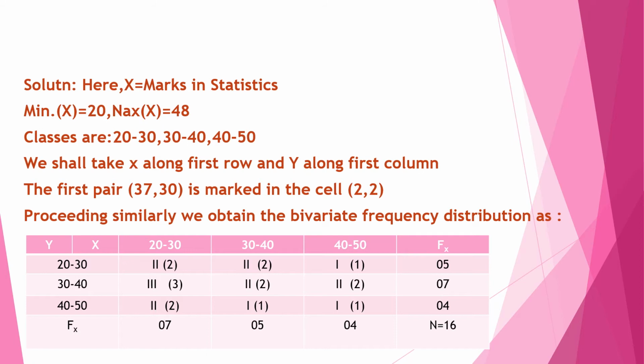So here I have x marks in statistics. Minimum x is 20, maximum we have 48. Classes we need to take are 20 to 30, 30 to 40 and 40 to 50. So we shall take x after the first row, y along with the first code. So I am taking x and y over here. The pair which we get over here is 37 and 30, and the marked cell here we have 2. Proceeding similarly, we obtain the bivariate frequency distribution table.